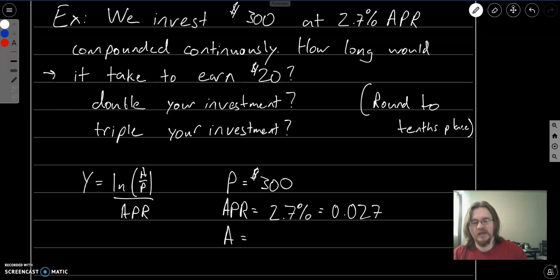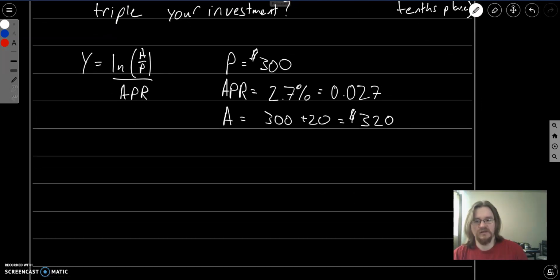And then we need the money in our account. So if we earn $20, how much money is in our account? Well, if we started with 300, we'll have 300 plus an extra $20, right? So the money in our account is going to be $320. And now we know A, P, and APR, and I can plug them in and get y. So here, y is going to be the natural log of our account balance divided by our initial principal, and all of that divided by our APR.